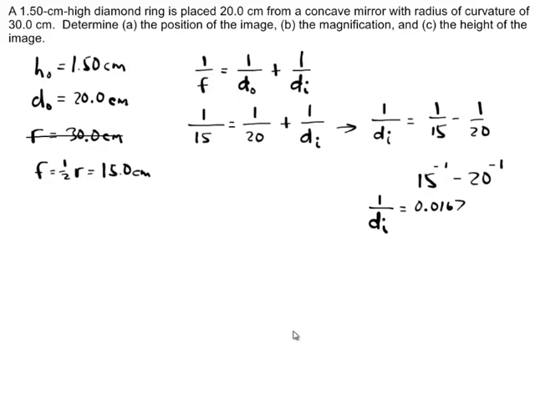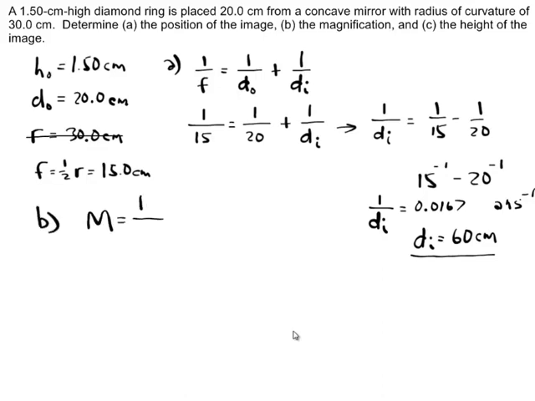0.0167. This is 1 over dI. This is not dI. To get our answer, I'm going to have to take the answer button on my calculator and then take it to the negative 1 power. And what I'm going to get is 60. So dI is 60 centimeters. That's our part A.